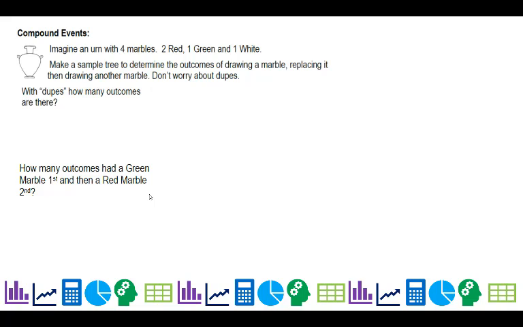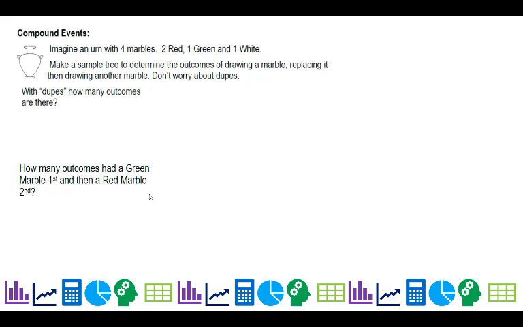Imagine an urn with four marbles: two red, one green, and one white. What I'm going to try to get at is how we would find the probability of first pulling a green marble out and then a red. How would we calculate that? This assumes that if we pull the green marble out, we put it back in, and then the next marble we pull is a red. So what's the probability of that happening?